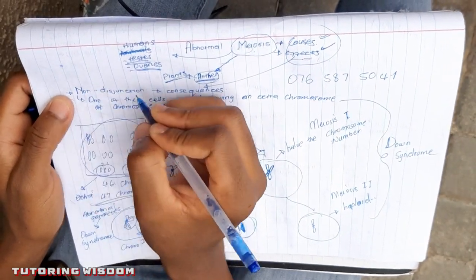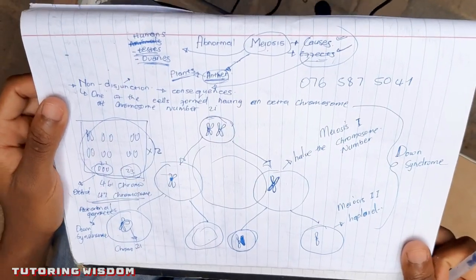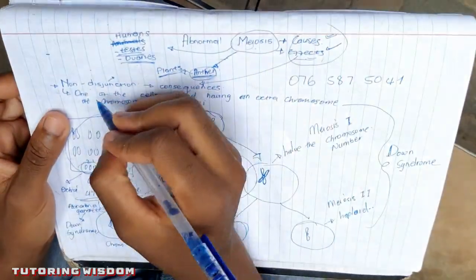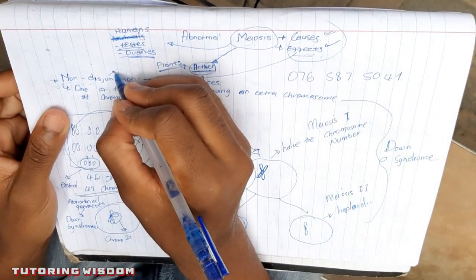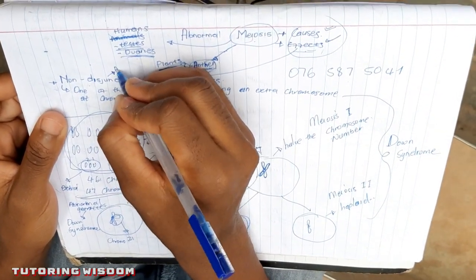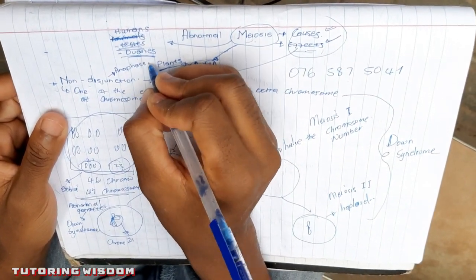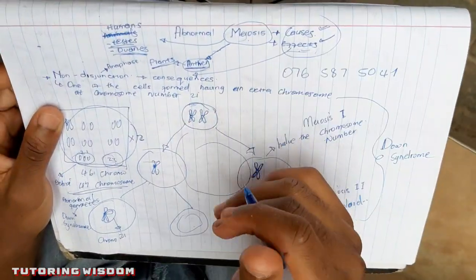Now, here we go. Abnormal meiosis is caused by a non-disjunction. Okay, now a non-disjunction, right? This is a cause of abnormal meiosis. Now we have to know, when does a non-disjunction happen? So it happens during anaphase. It can either be anaphase 1 or anaphase 2. It can happen anywhere, in any one of those.